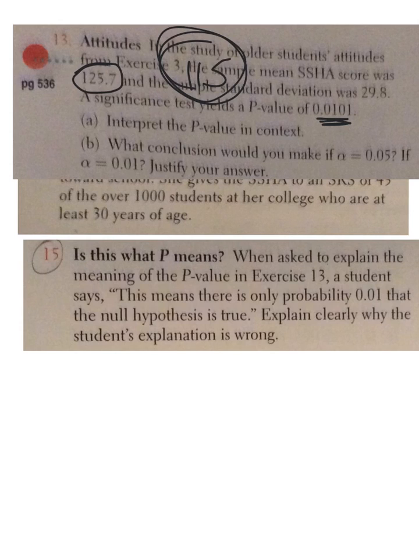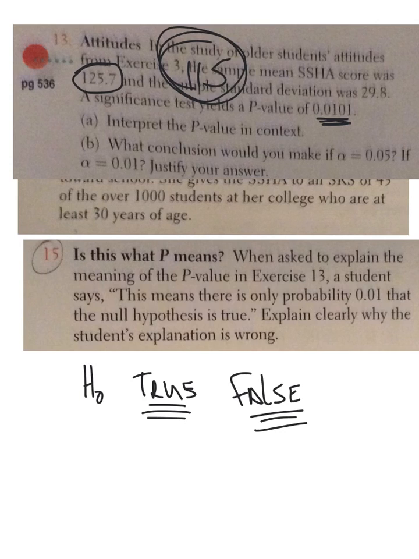Okay, what does that mean? That's what we're talking about right here. Now here's the deal. Your H0, your null hypothesis, is either true or it's false. That's it. It's either 100% true or 100% false. One or the other. You can't have a 1%. But what does this 1% mean?